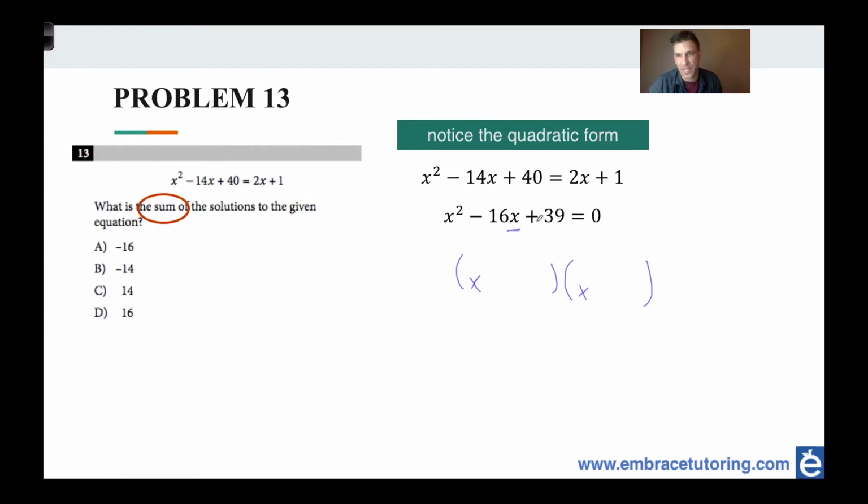Negative 3 times negative 13 will give me a positive 39. Added together, they'll give me a negative 16. So as I'm factoring here, and here we are. But remember, I'm solving for the solutions, which means I have to set both of these equal to 0.